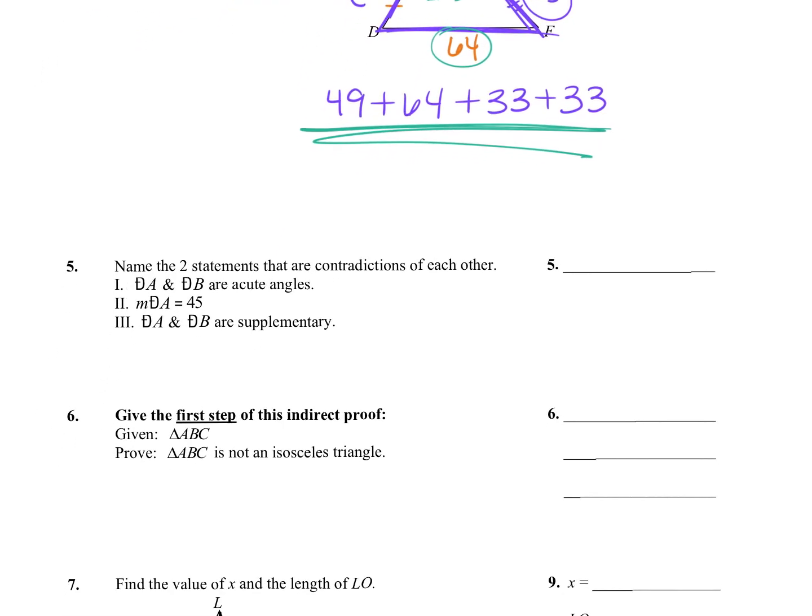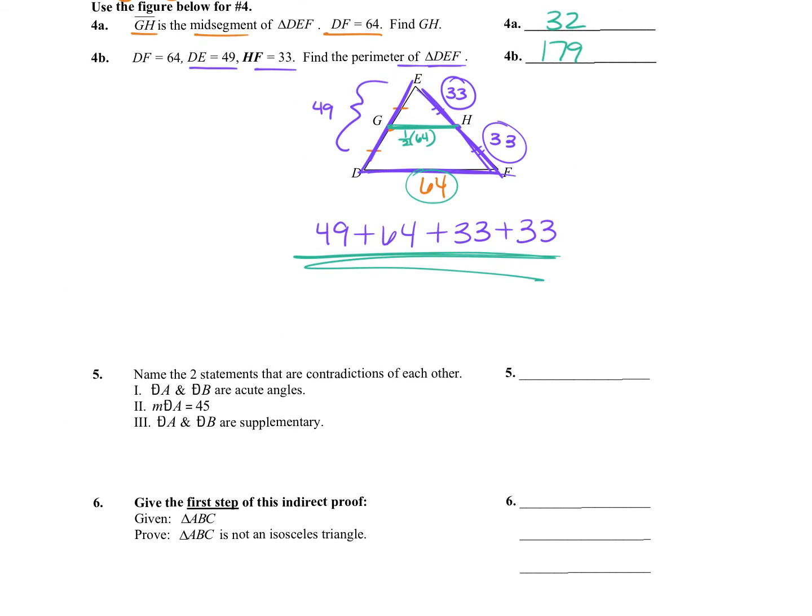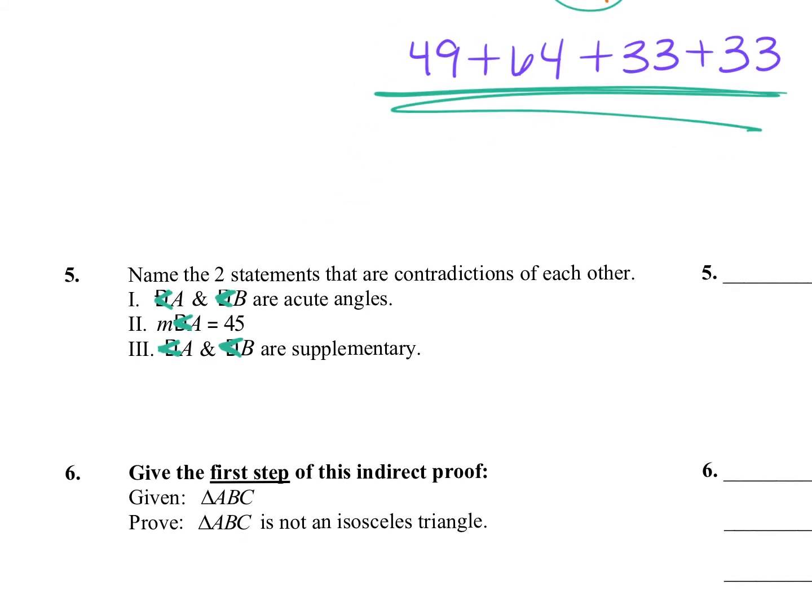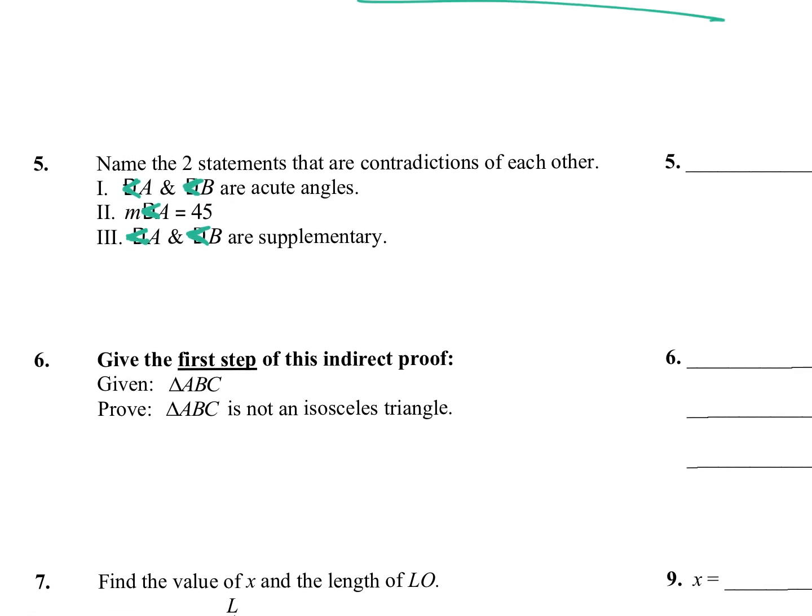Okay. Number 5 went a little wonky. I'm sorry. This is supposed to be angle A and angle B are acute angles, and the measure of angle A is 45, and angle A and angle B are supplementary. I don't know why all my angles turned to D's, but they did. What contradicts here? Don't say it, just think it. Think through those 3 statements and think about what contradicts, what cannot happen at the same time. And then tell your neighbor.